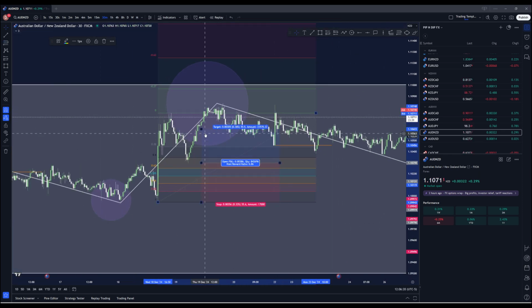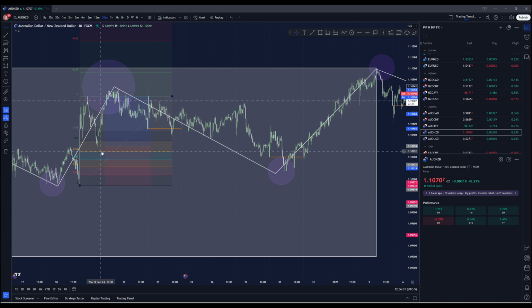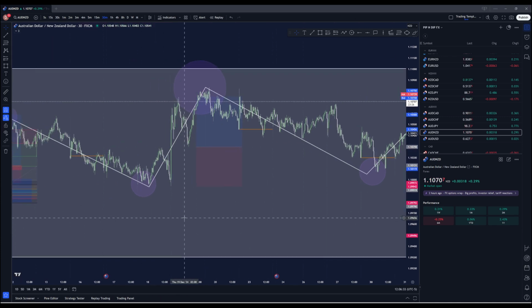and we took profit back to 1. So we had a nice 1-to-1 and got out. That was our only area in there.